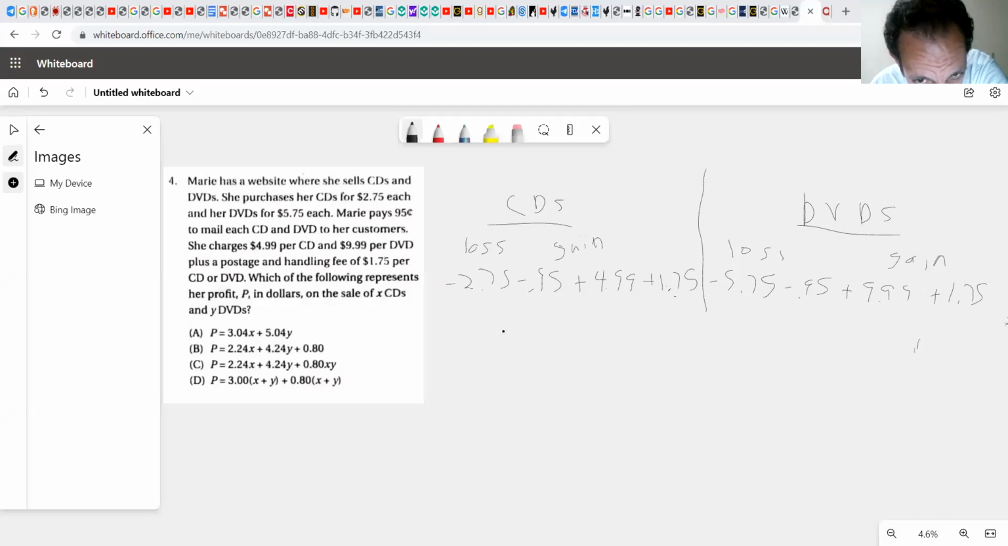All right, so for the CD, she gets $3.04 for each CD that she sells. Ultimately, that's what she gets for each CD. And she sold X CDs, so it'll be 3.04X. And if you look, you see that that's in one of the answers there. So let's continue and look at the DVDs. Let's do the same thing on the calculator with the DVDs and see how much she gets altogether.